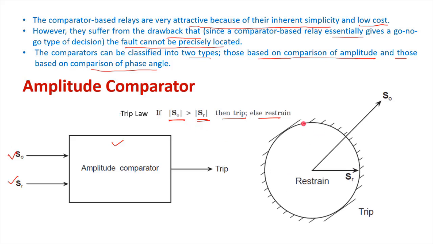Like we can see here, this will be your tripping region and this will be your restraining region. When we have a threshold value of SR and SO is lying within the restraining zone, then your comparator will give the restraining signal, it will restrain, and when it is outside the restraining zone, it gives a trip signal.